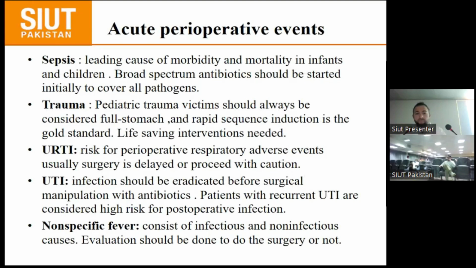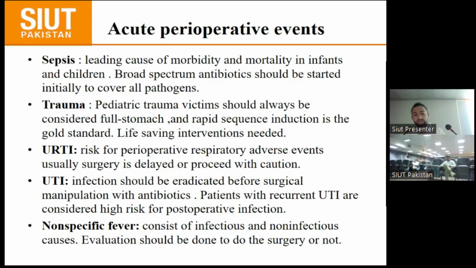In acute perioperative events, these can happen: sepsis, trauma, upper respiratory tract infection, UTI, and non-specific fever. Sepsis is the leading cause of mortality and morbidity in infants and children. So broad-spectrum antibiotics should be started initially to cover all pathogens. In traumatic patients, pediatric trauma victims should always be considered full stomach, and rapid sequence induction is the gold standard. Life-saving intervention is needed.